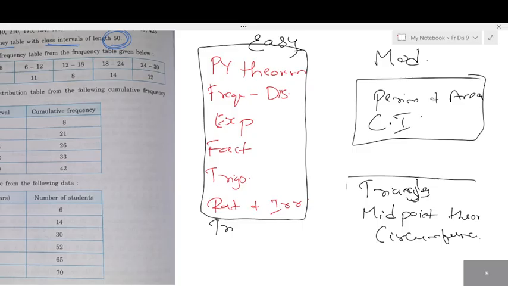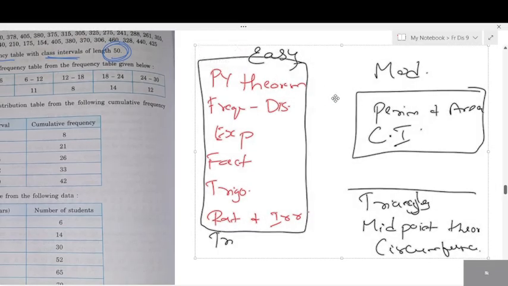See, I'll conduct, students. I have no problem. 9:30 up to 10 is also fine. If you have time, you'll attend. Okay, so from tomorrow we'll revise all these chapters. And next Saturday or Sunday we'll see. If you have time, circumference. I'll teach a few basic concepts of circumference. Pythagoras theorem, frequency distribution, expansion, factorization, trigonometry, rational, irrational.